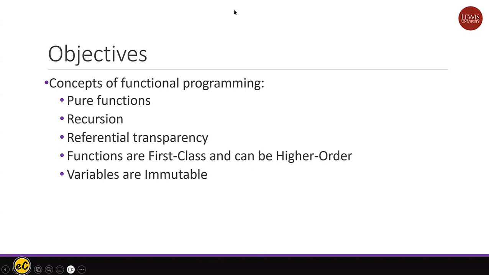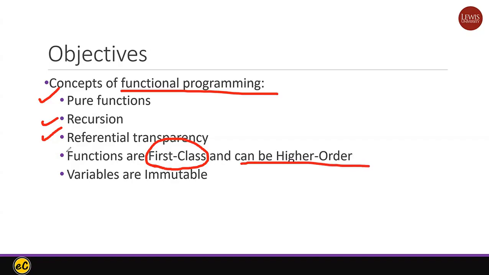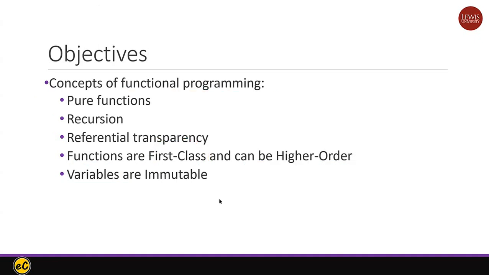So basically, you need to know about the concept of functional programming. What is a pure function? What is recursion? What is referential transparency? What is first-class membership? And higher order functions. So these need to be discussed. And why the variables are immutable. Okay, so these are different features of functional programming, and they are very important when you talk about functional programming. These different features make it very unique.